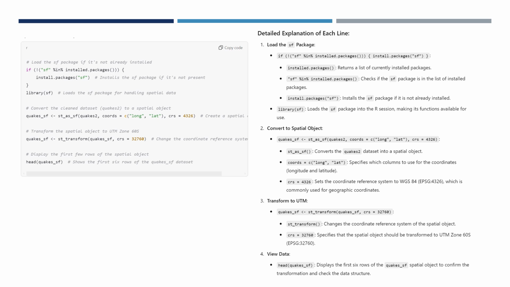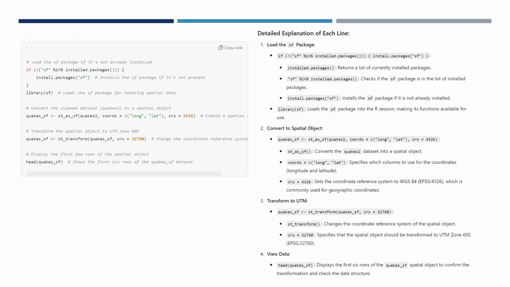If it's not installed, then it kicks out to the brackets, and the brackets, of course, then tell you to install the package, and of course the package is in the parentheses inside the brackets, which is SF. And then the last thing is the library function for SF, which loads the SF package into R, making everything available to use.